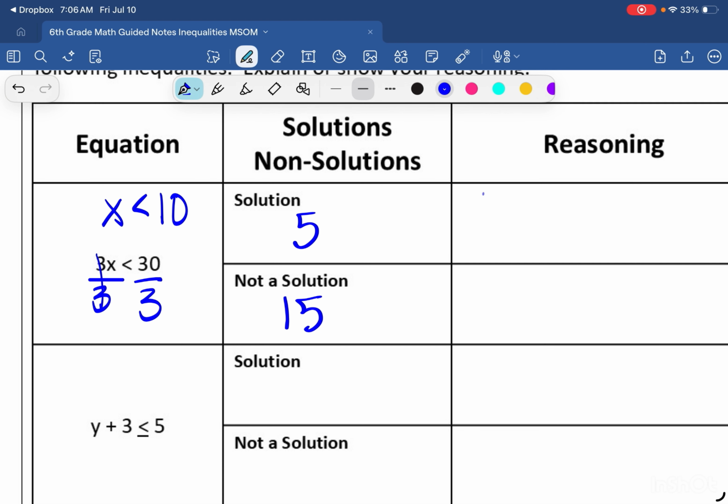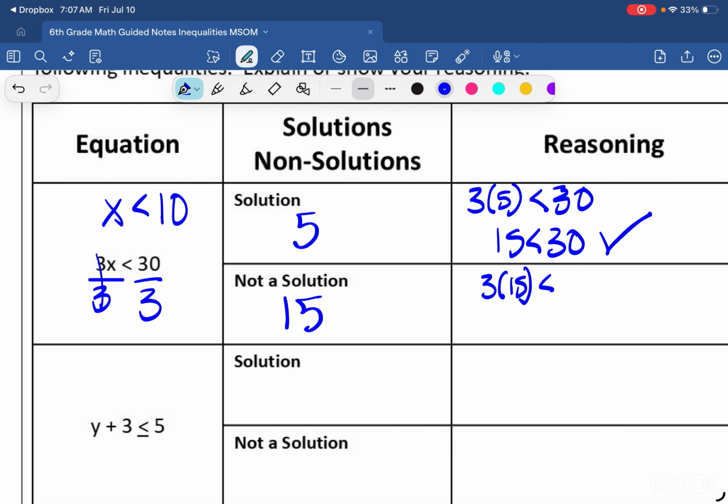All right, reasoning. Let's substitute to show reasoning. So I'm going to substitute 5 into my solution. 3 times 5 is less than 30. So 15 is less than 30, and that checks out. Not a solution: 3 times 15 is less than 30. 3 times 15 is 45, less than 30? Yep, that is not a solution.